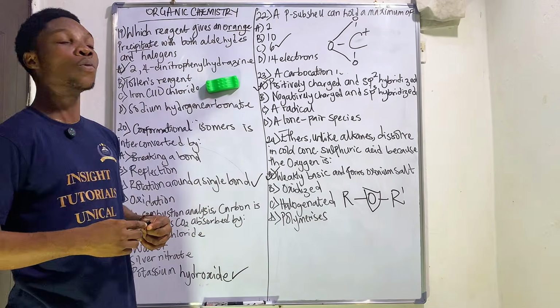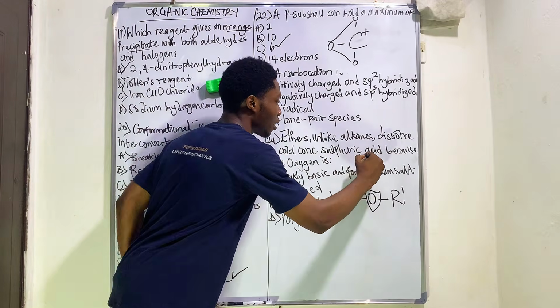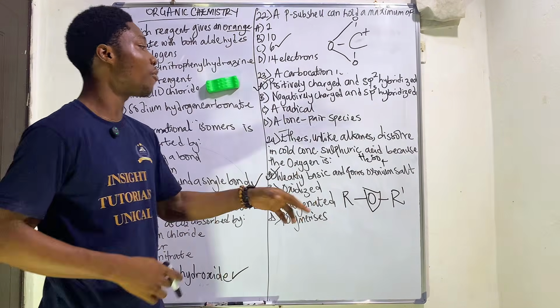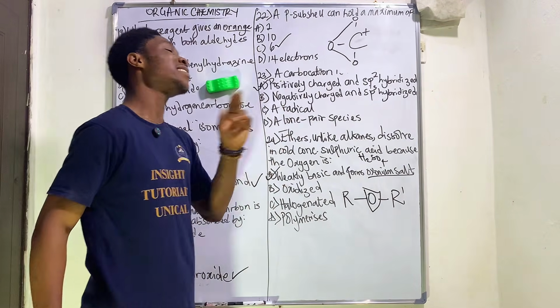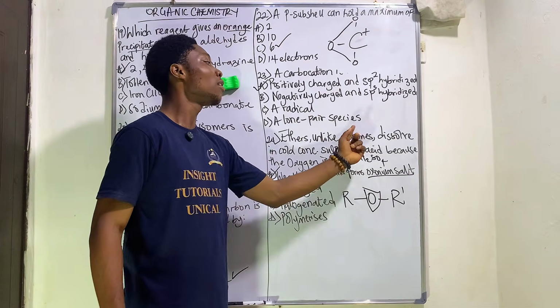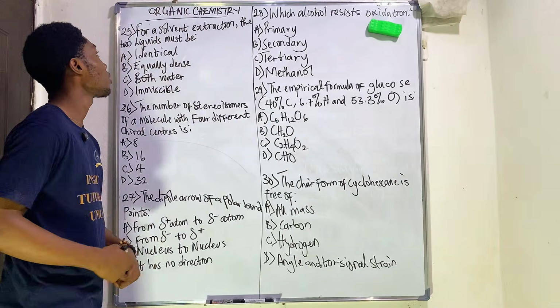The oxygen acts as a weak base which will react with sulfuric acid. Now, sulfuric acid is our normal H2SO4. So it will react with sulfuric acid and form an oxonium salt, right? So that is another distinguishing chemical property between ethers and alkanes. All right. So on to the next question.